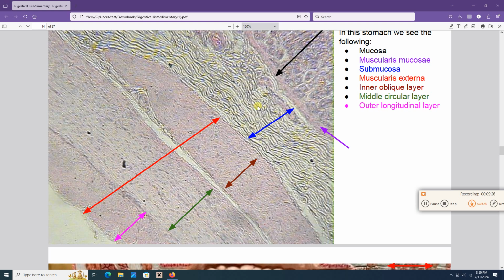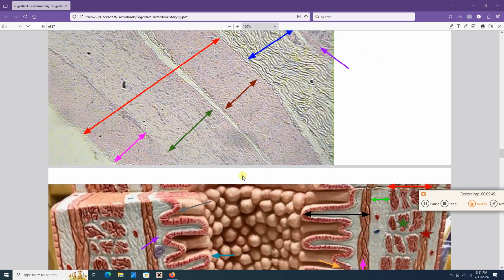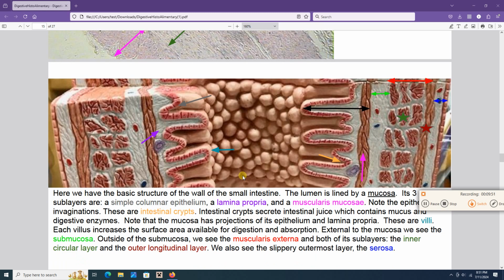Now, outside of that, red arrow here, that's my entire muscularis externa. Now, I really like this picture because I can see all 3 sublayers. Got my outer longitudinal layer, my middle circular layer, and my inner oblique layer. Cool. So we got 2 organs down. We got 2 to go.